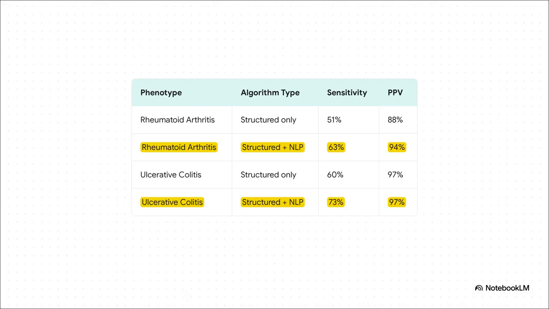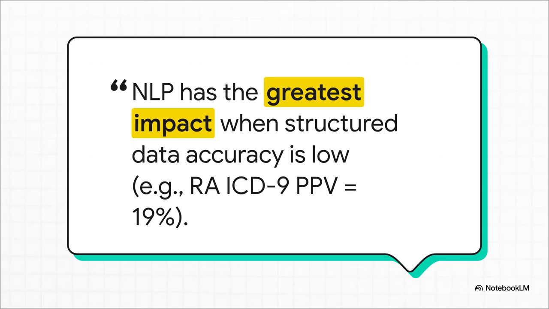Let's just look at the raw data from the I2B2 studies you've learned about. Zero in on rheumatoid arthritis. With just structured data, the sensitivity is a pretty weak 51%. But look what happens when you add NLP to read the doctor's notes. Sensitivity jumps up to 63%, and the PPV gets a nice boost to 94%. That is a massive improvement. And this quote from the study absolutely nails it, making C the clear answer.